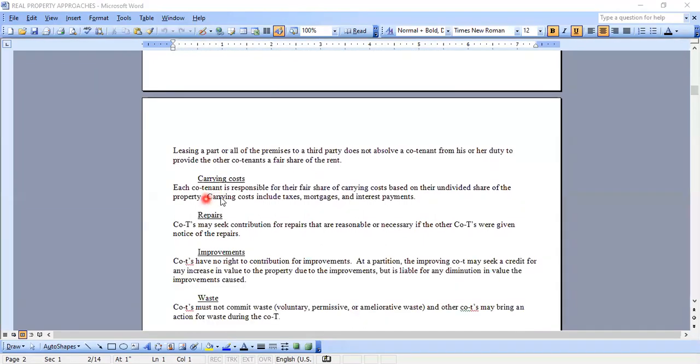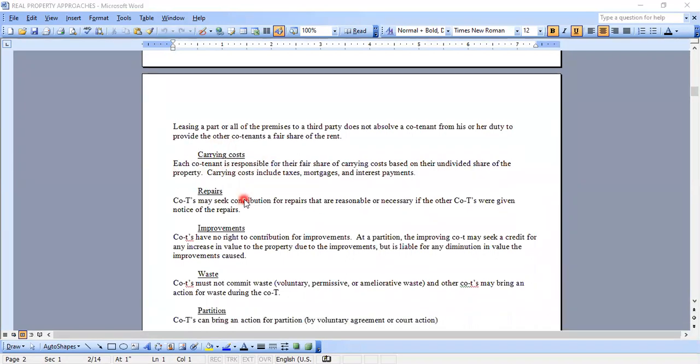Carrying cost. Carrying costs include taxes, mortgage, and interest payments. Now here, this is important. Each co-tenant is responsible for their fair share of the carrying cost based on their undivided share. So both are responsible. This comes out a lot in MBE. So if you go over your MBEs and you get it wrong, write down the main elements of carrying cost.